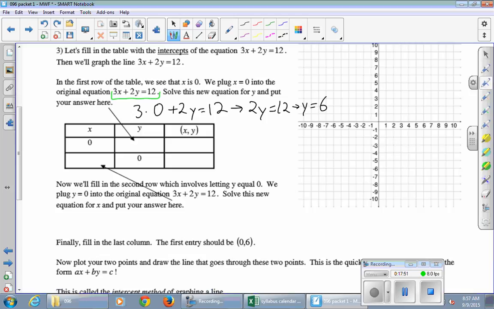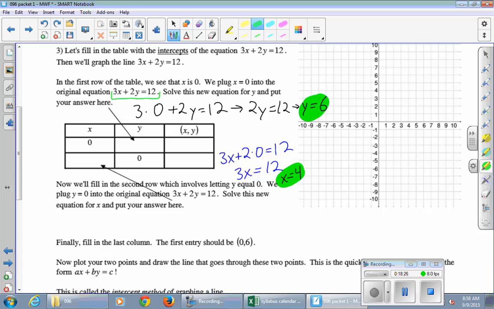Okay, that was so much fun. Let's try changing the y to 0. So brand new thought now. Going back to that green equation, I'm going to rewrite it, but this time I'm changing the y to a 0. So 3x plus 2 times 0 equals 12. Two times 0 is 0, so I won't write that part. I get 3x equals 12. And x is 4.